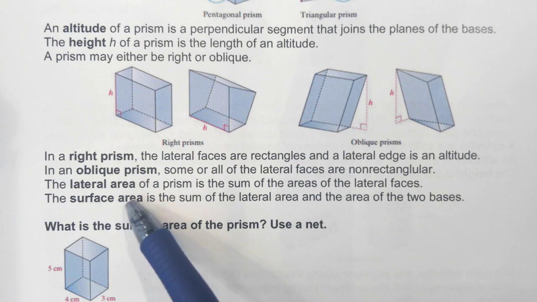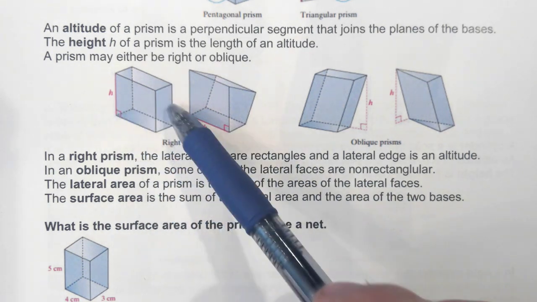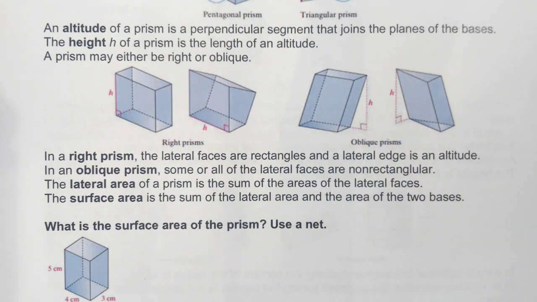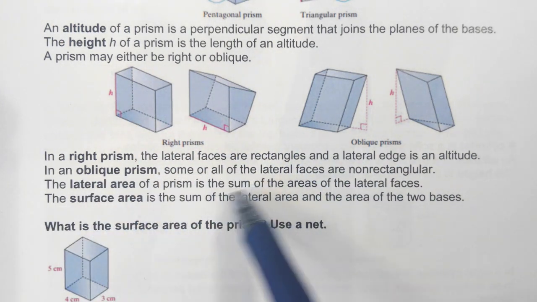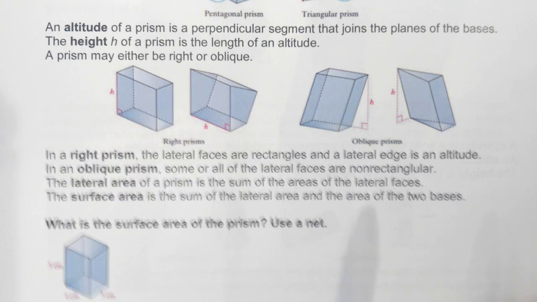Okay, the lateral area of a prism is the sum of the areas of the lateral faces. So not the bases, but the other sides, that's the lateral area. The surface area is all of the areas, so the bases and the lateral areas.